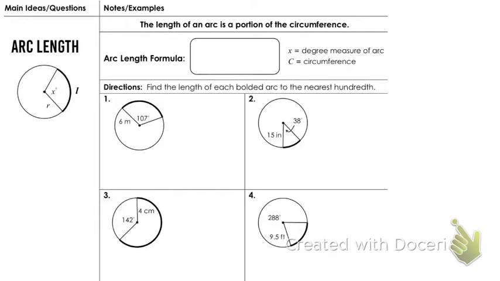Thursday, May 6th, you guys will be able to find the arc length of a circle. So the length of an arc is a portion of the circumference. So we have the circumference. What was the formula for circumference? 2 times pi times r, right? Or pi times diameter. Yes, Kelly?